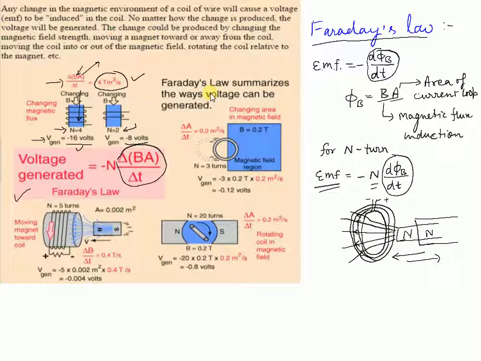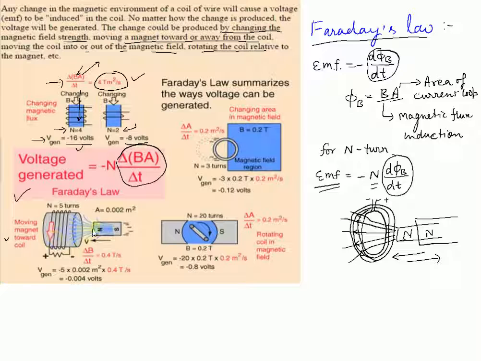If we summarize Faraday's law and the above statements, there are many ways, which we discussed here, by which one can change the magnetic flux associated with the coil. Number one was changing the magnetic field strength. Number two, moving a magnet toward or away from the coil. Number three, moving the coil into or out of the magnetic field. The fourth is rotating the coil relative to the magnetic field. So there are some examples.